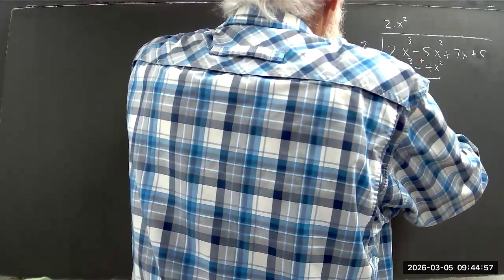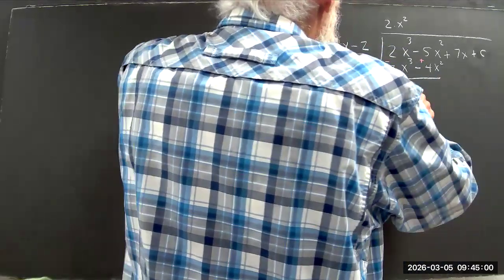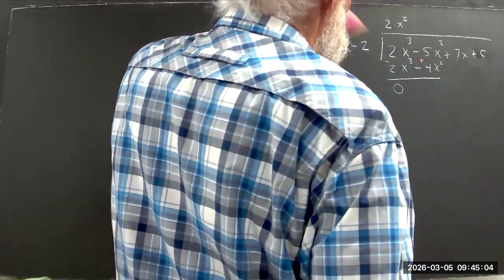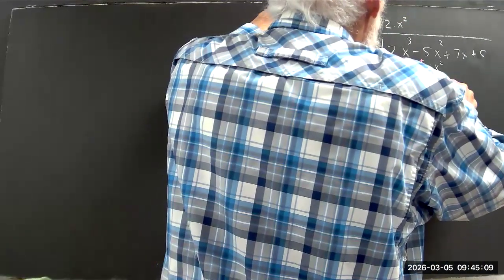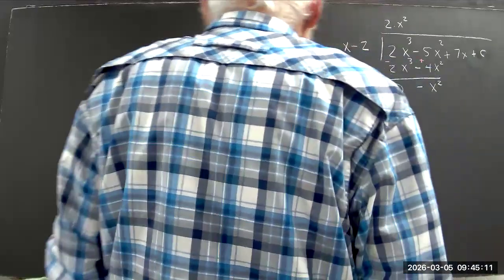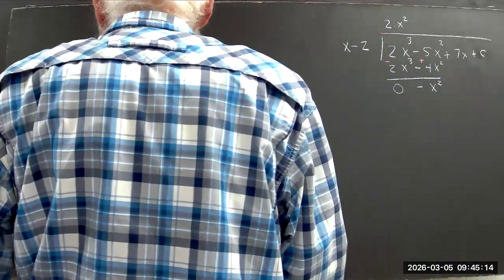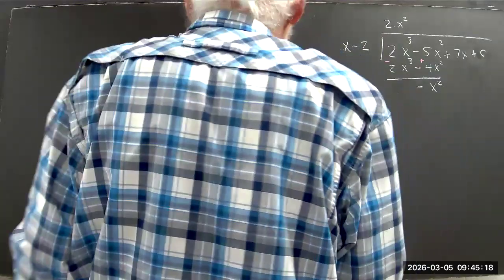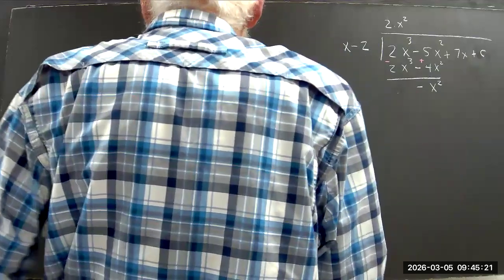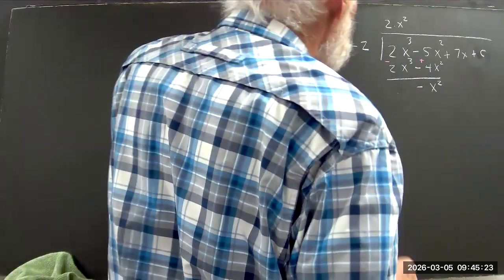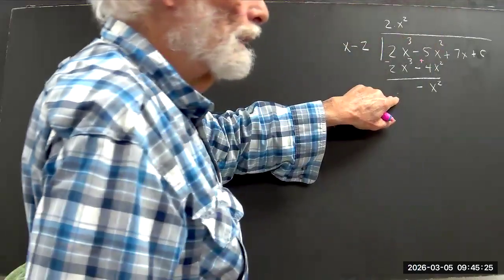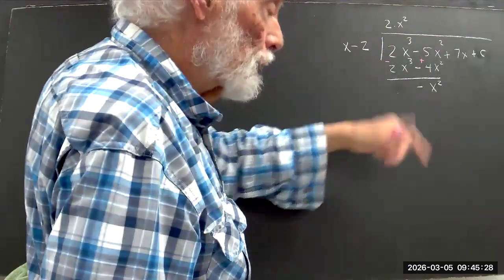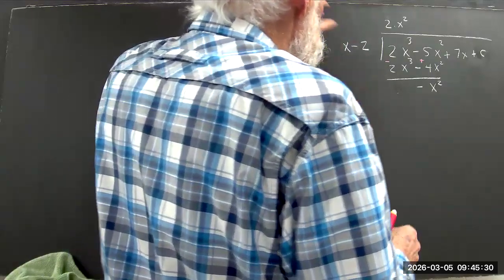Now, the 2x cubed minus 2x cubed gives us 0. And the 5x squared minus negative 4x squared, which is 5x squared plus 4x squared, gives us negative x squared. Okay, well, 0 doesn't really have to be written, so I'll just smudge it out, but I'll leave it there to show you that it was there. You don't absolutely have to write that down. You just have to know that since that's 0, you don't have to include it.